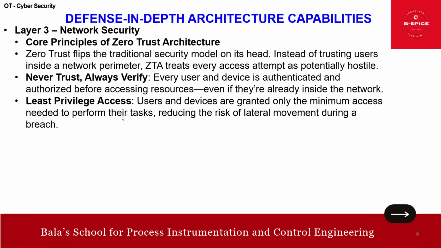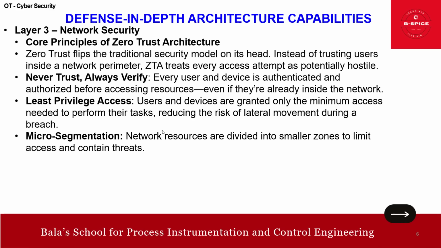Then least privilege access. Users and devices are granted only the minimum access needed to perform their task, reducing the risk of lateral movement during a breach. So least privilege access. Then micro segmentation. Network resources are divided into smaller zones to limit access and contain threats. That's about micro segmentation.